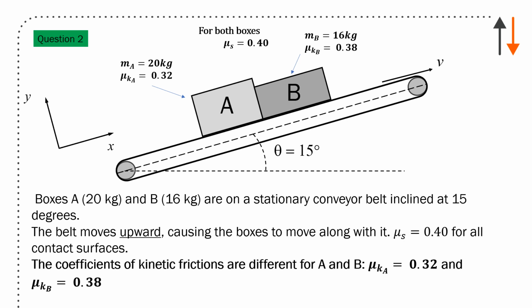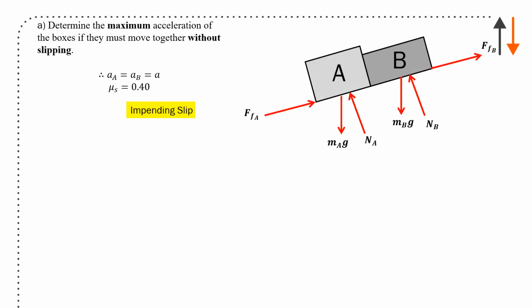The belt moves upward, causing the boxes to move with it. Mu sub s is equal to 0.4 for all contact. The coefficients are different for A and B: mu Ka is 0.32 and mu Kb is 0.38. Determine the maximum acceleration of the boxes if they move together without slipping.